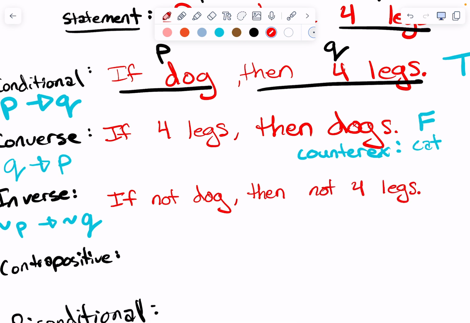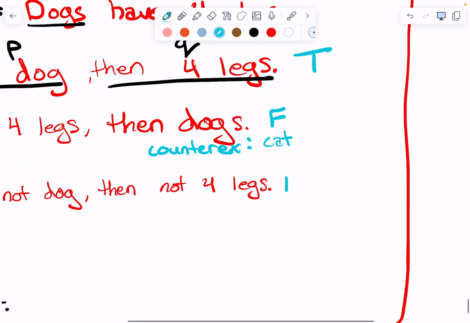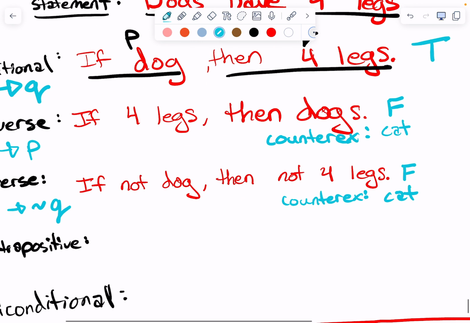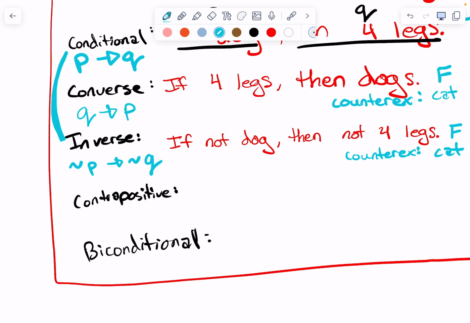Okay, so the animal that I have right here in my box is not a dog. Does that mean this animal does not have 4 legs? No, that's false. It could be a cat in my box, right? Okay, so false. Counter example is a cat. Does that make sense? If it's not a dog, that doesn't mean it can't have 4 legs, right? Okay, so that's false.